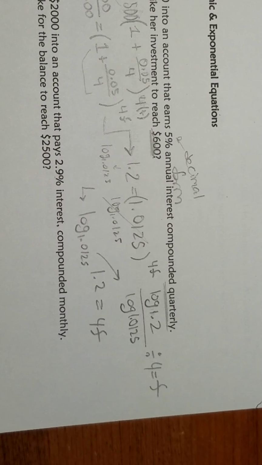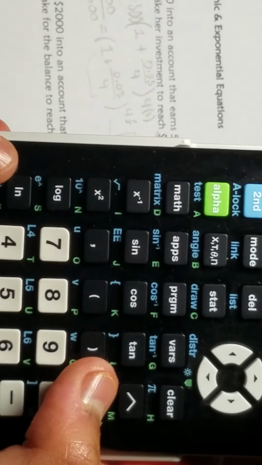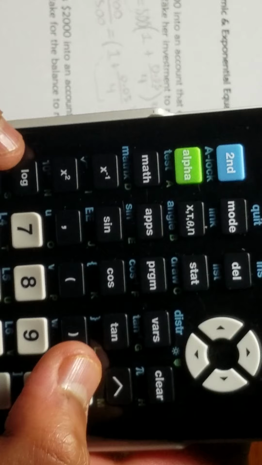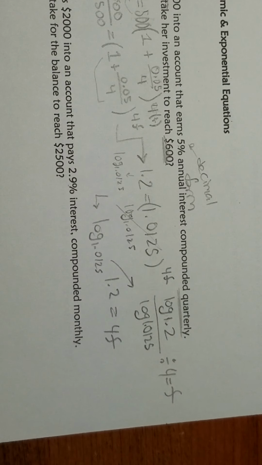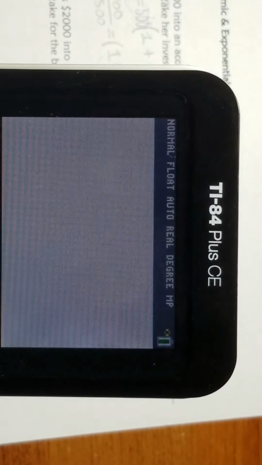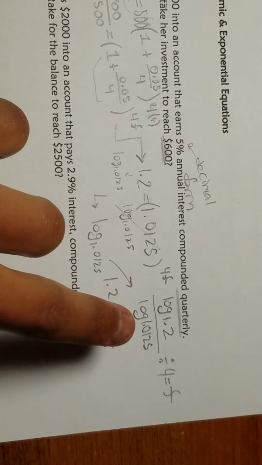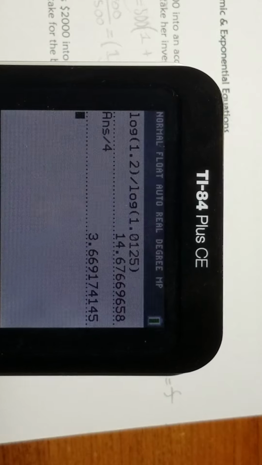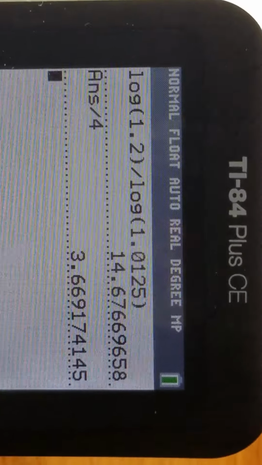Now put in your calculator exactly what's going on here. I'll show you the final thing that goes in here. You have your log button, log right here. You can use that log, log 10, or your natural log. So log 1.2 divided by your log 1.0125 here, and this is part 1 of the thing. Enter that. Then you know that you have the divide by 4 there. Divide your answer by 4. Boom. Final answer right there. Simple answer.